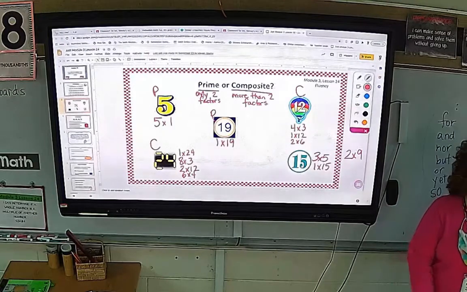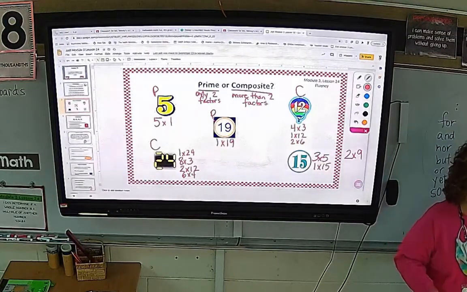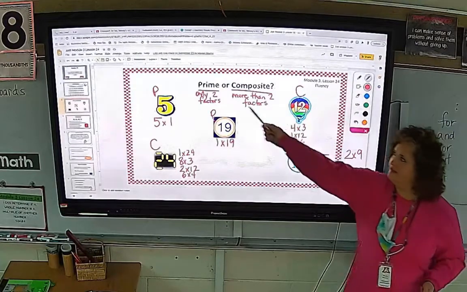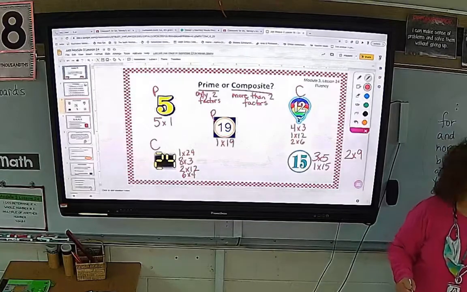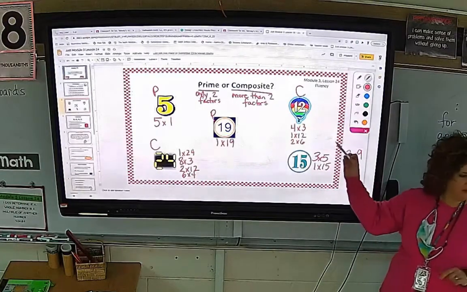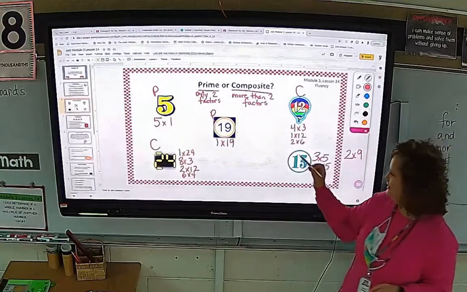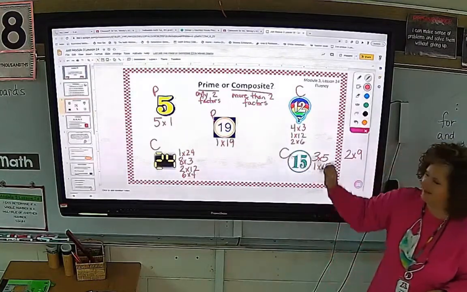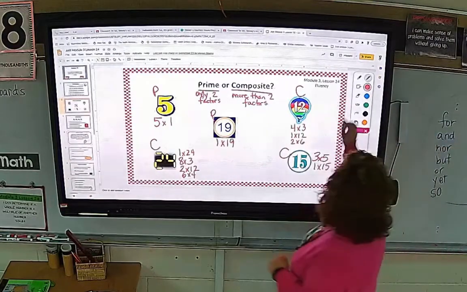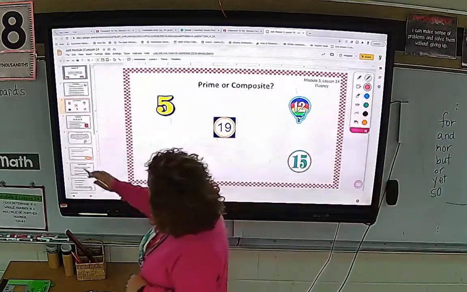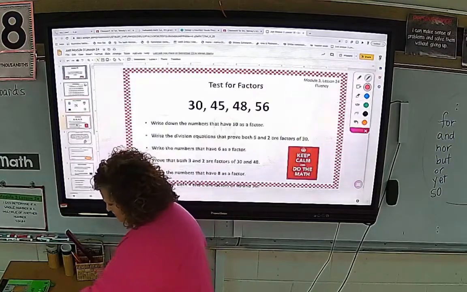Even if there were a whole bunch more, what could we automatically know right now? That this is either this or this. Which one? Composite. It's composite because it has more than 2 factors. Okay. All right. Good practice there. Let's keep going. We've got one more screen that we're going to look at.